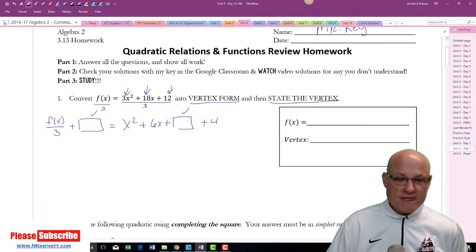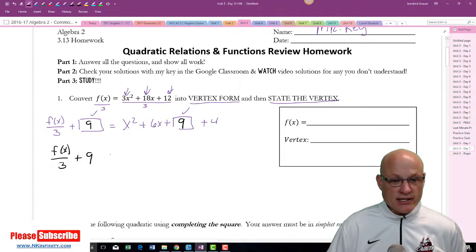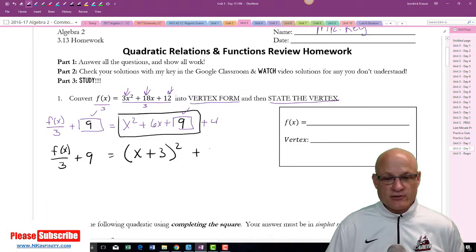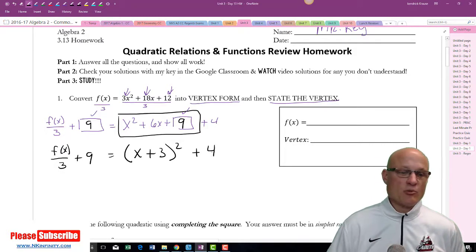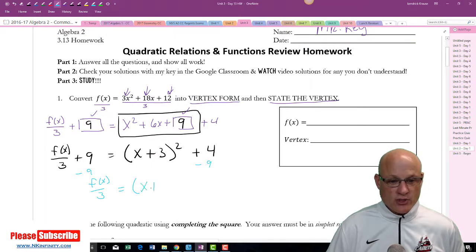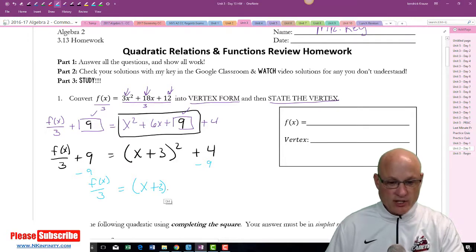What goes in that square? Half the middle squared, so 9. So this becomes f of x over 3 plus 9 equals, what is this? Remember, this is our perfect square trinomial. This becomes x plus 3 squared plus 4. All right, we're almost done. We're going to subtract this 9 over. So I get f of x over 3 equals x plus 3 squared minus 5.